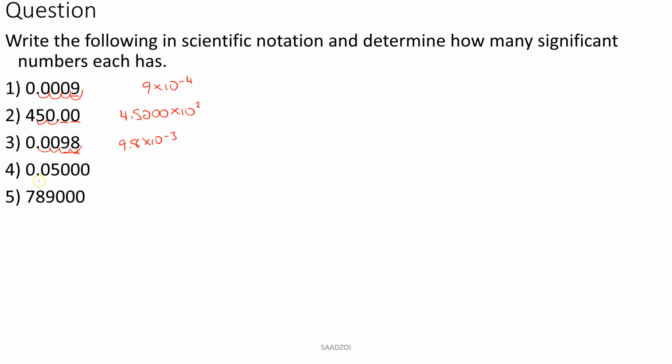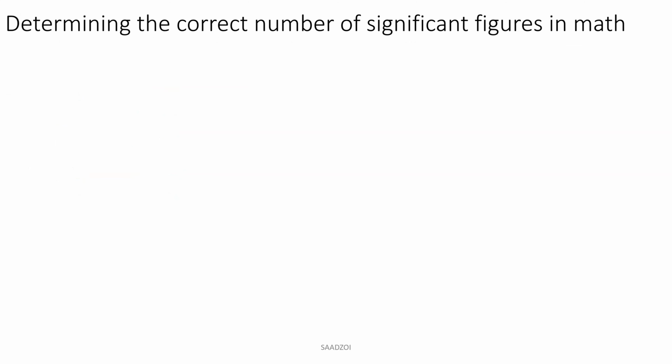Last one, 3 sig figs. The decimal point is at the end because we can't see it. 1, 2, 3, 4, 5. So you end up with 7.89 times 10 to the 5th. And that's how you do those values.